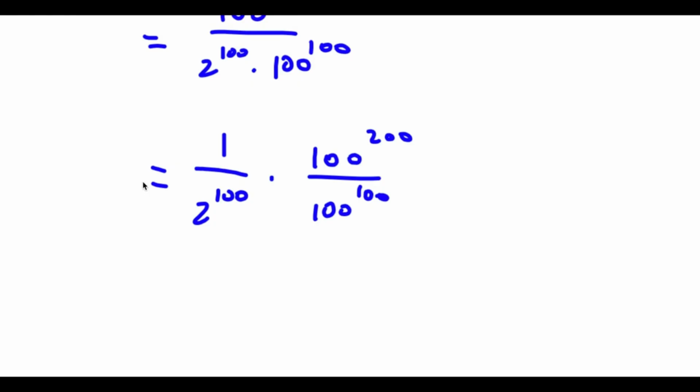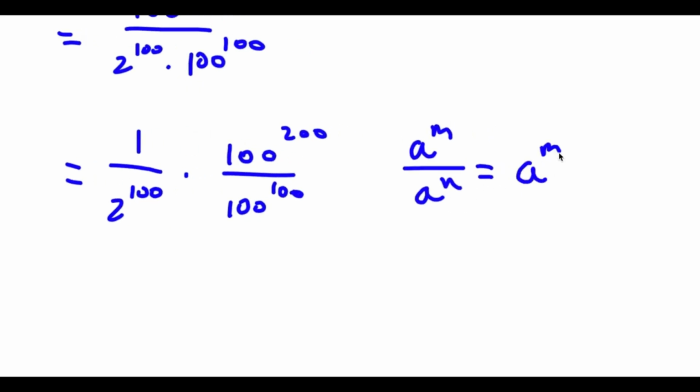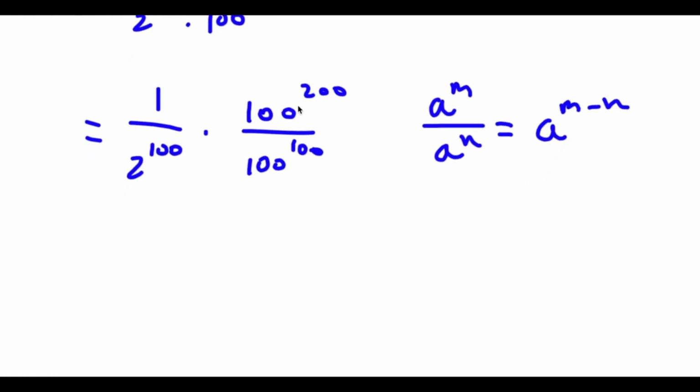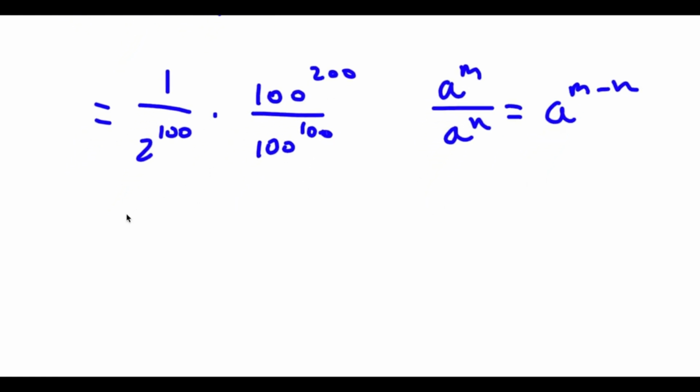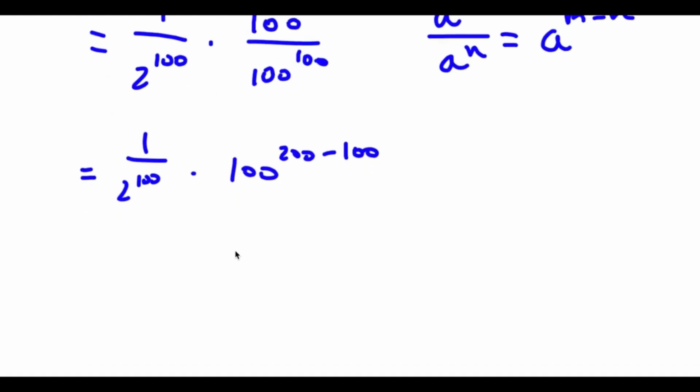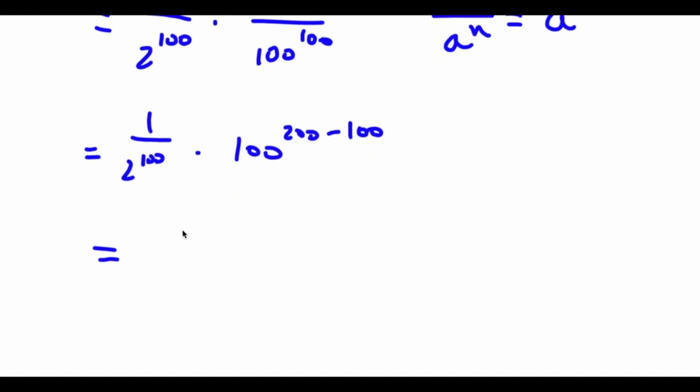So now, if I have something in the form a to the power of m over a to the power of n, this is equal to a to the power of m minus n. So in this case, I have 100 to the power of 200 over 100 to the power of 100. And this is going to equal 100 to the power of 200 minus 100. 200 minus 100 is equal to 100, so I have 1 over 2 to the power of 100 times 100 to the power of 100.